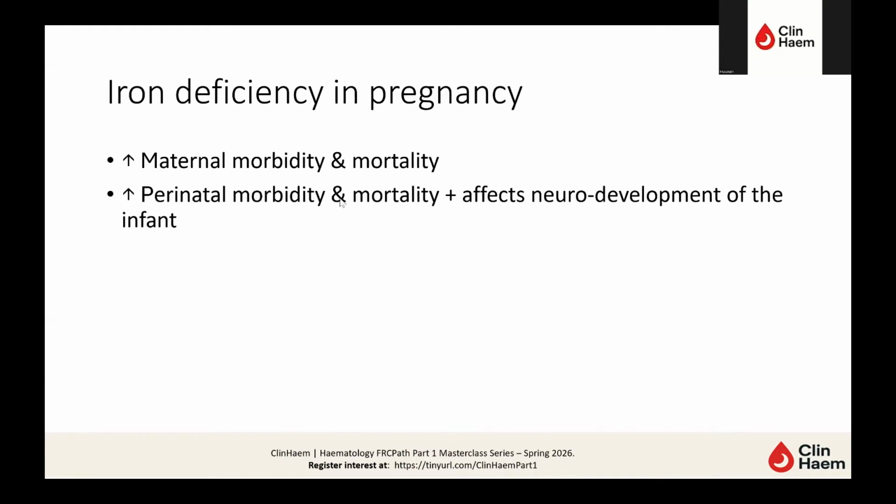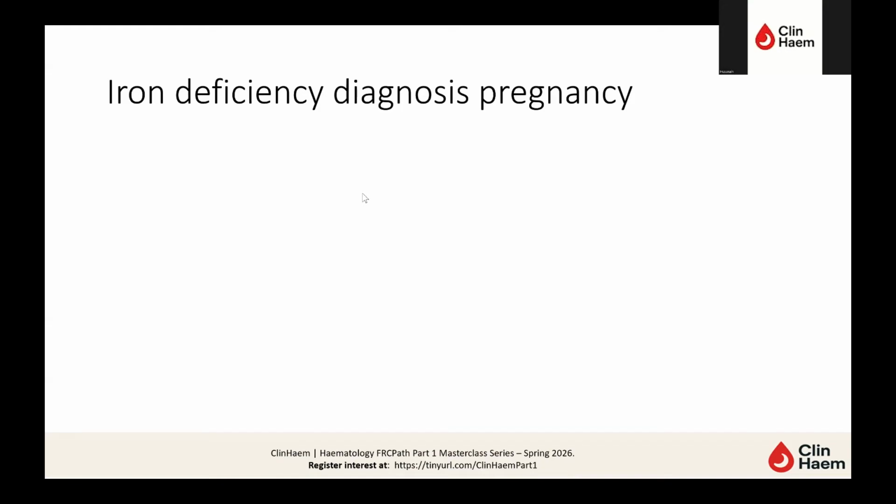And for the fetus and the baby as well, it's not good. So it can increase their morbidity and mortality, but also affects neurodevelopment later down in life as well. So again, very important to correct and treat. All the testing falls apart in pregnancy because of various reasons.